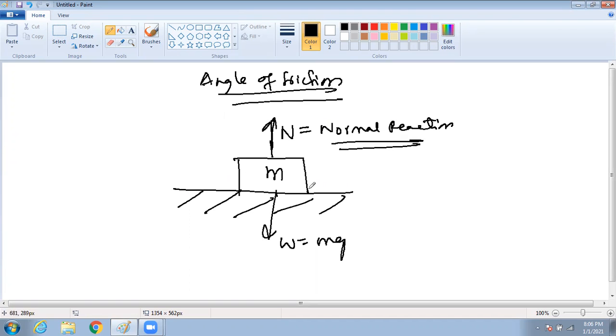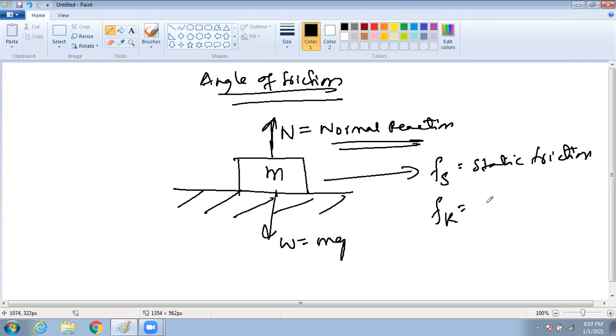And when the body is at rest, what kind of friction acts on it? Static. And if the object is moving, what kind of friction acts on it? Kinetic. And we have also seen that Fs is greater than Fk, or Fk is greater than Fs. Which one? Fs is greater than Fk.